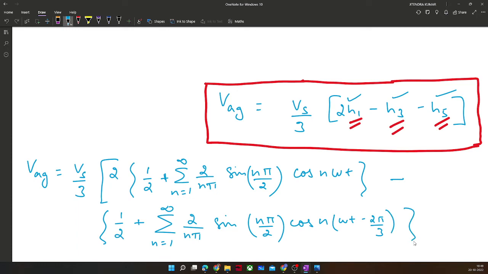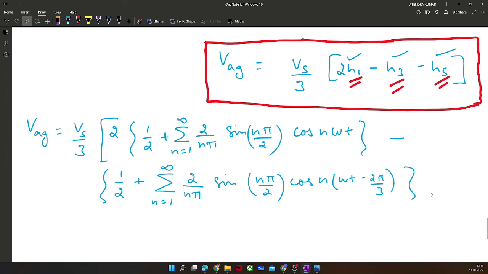I hope you are not lost in all these expressions. These are very simple, you will realize. Yes sir, these are simple. I'm getting it. Yeah, thanks.